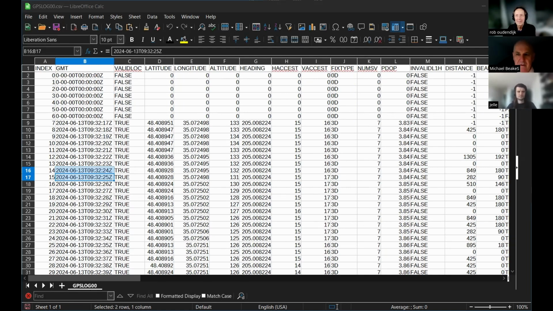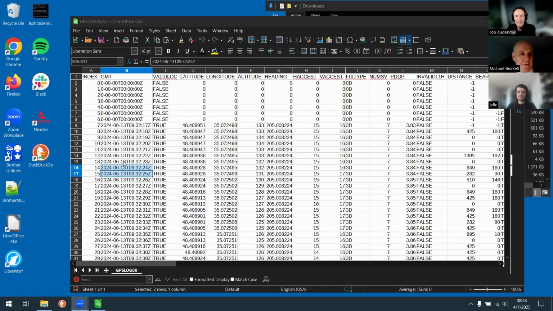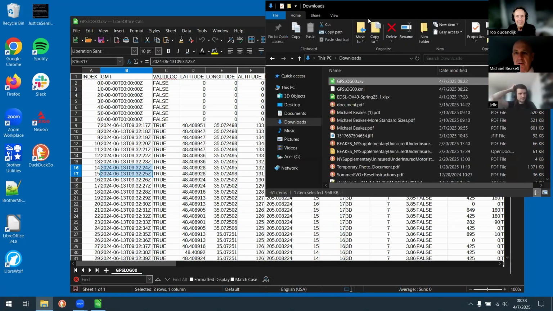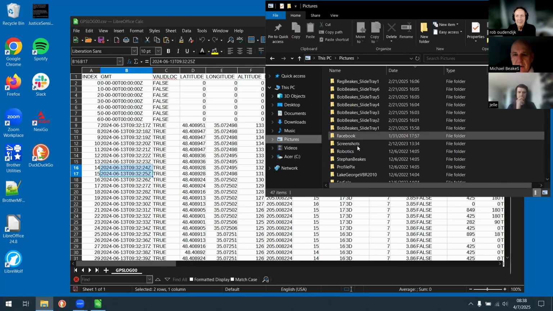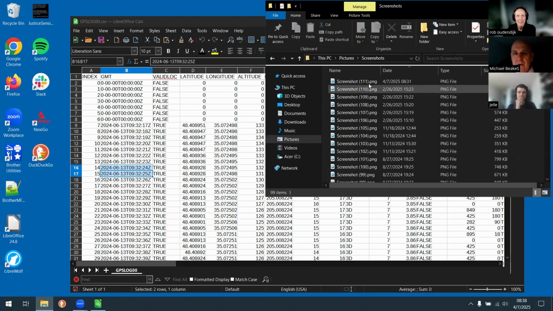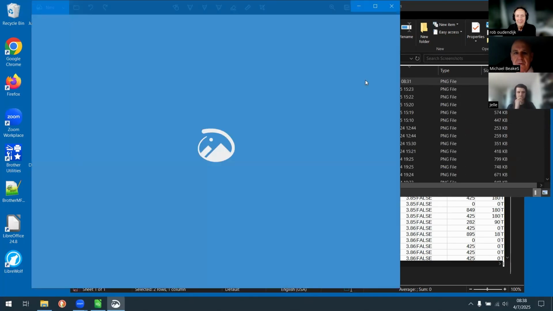Oh, I should have just shared my screen. Share screen. Share. So let me show you what, let's see, pictures, screenshots.